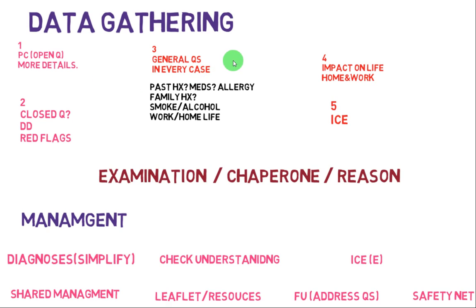The third point you need to take care of is to ask general questions, which you need to ask in every single case to make sure you're not missing any cue or clue. These general questions include past medical history, medication and allergies, any family history of related conditions, and social history as well, such as smoking and alcohol habits, and asking about work and home life. This set of general questions you can include in every case, and you might find a hidden agenda in any of those.